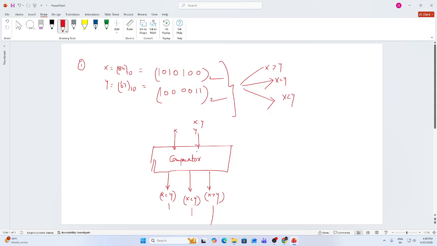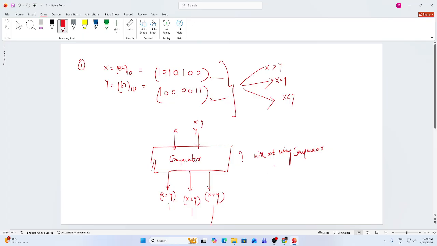So this is one method, but if you want to implement this in hardware, you need to use the comparator. Can we do this comparison without using the hardware? That is my question. Without using a comparator, can we do that? Yes, we can do that. So how to do that?